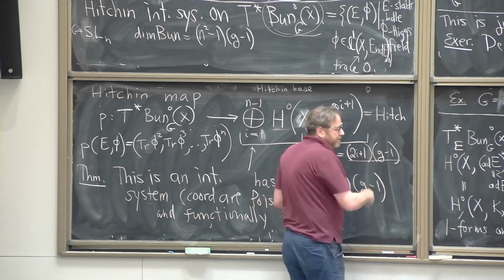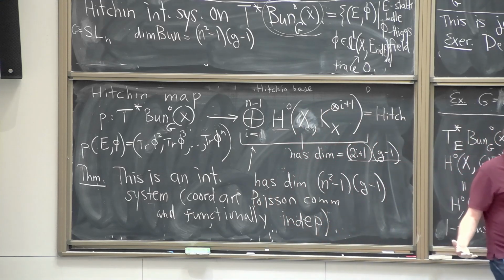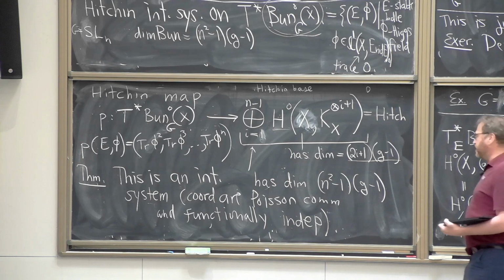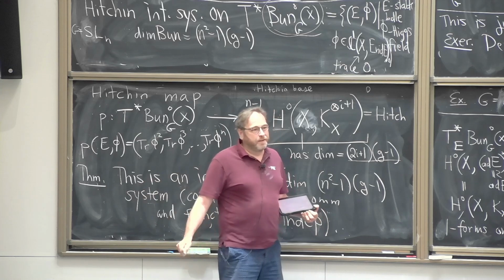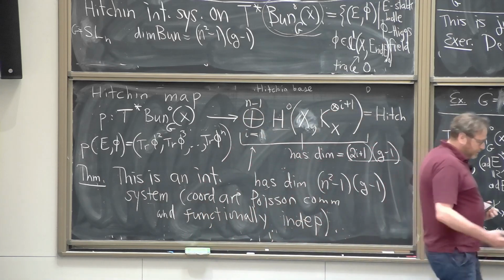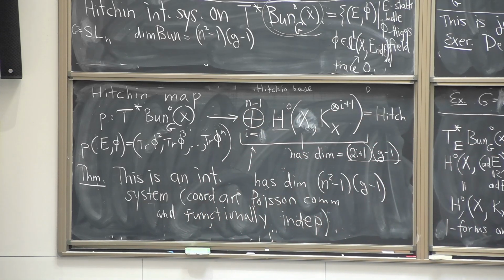Hitchin base is a vector space. So if you choose a basis, you will have coordinates. And those are algebraically independent. These are going to be first integrals of the Hitchin system. Hitchin system does not have a distinguished Hamiltonian. You can take any of the coordinates and use it. So we really should think about all flows for all of the integrals. Yes.